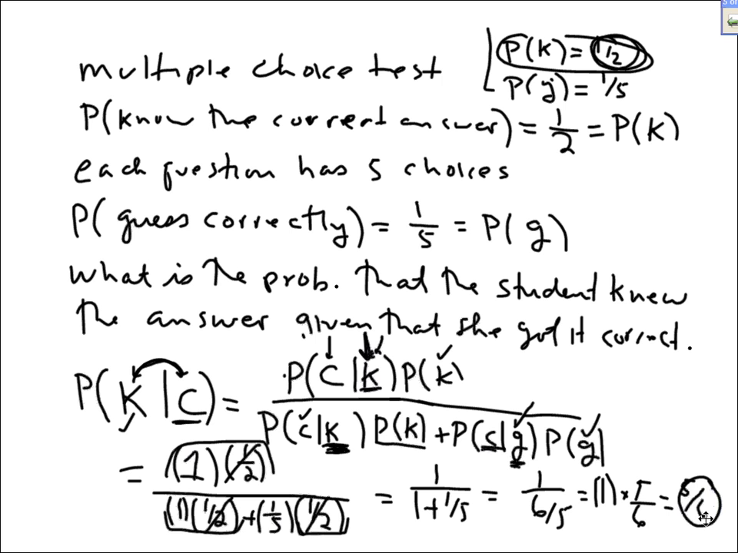Okay, 5 out of 6 problems that you got correct was because you knew the right answer. And switching the conditional probability around enabled us to do such a problem.